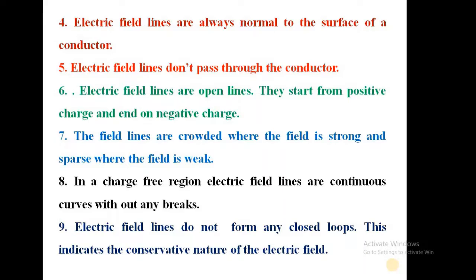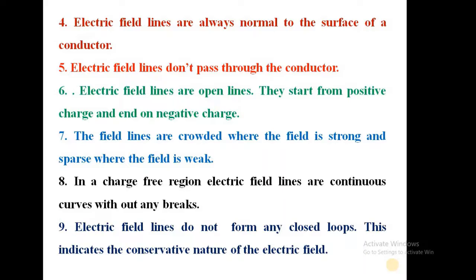The sixth property is electric field lines are open lines. They start from positive charge and end on negative charge. That means as the electric field lines do not pass through the conductor, they cannot form closed loops. They only start from the positive charge and end on the negative charge.